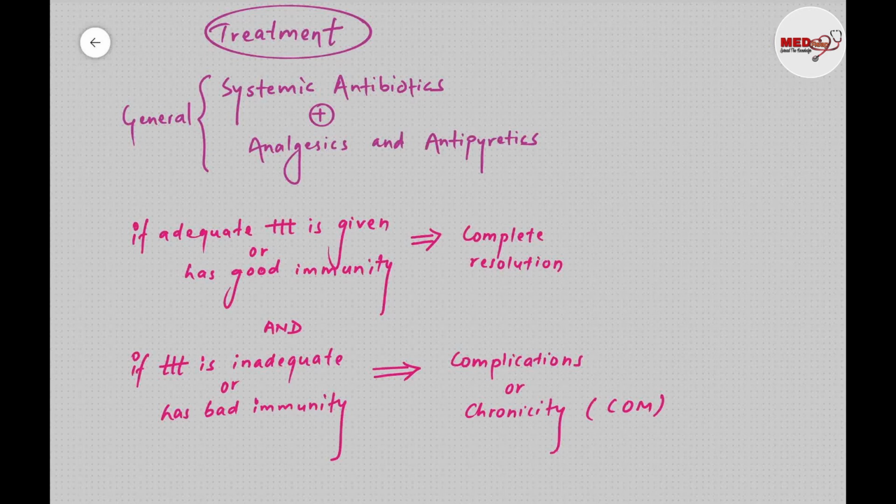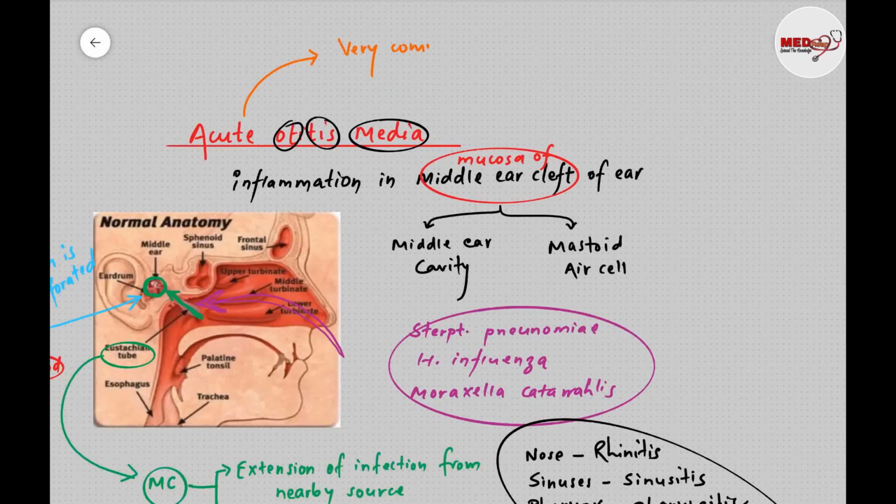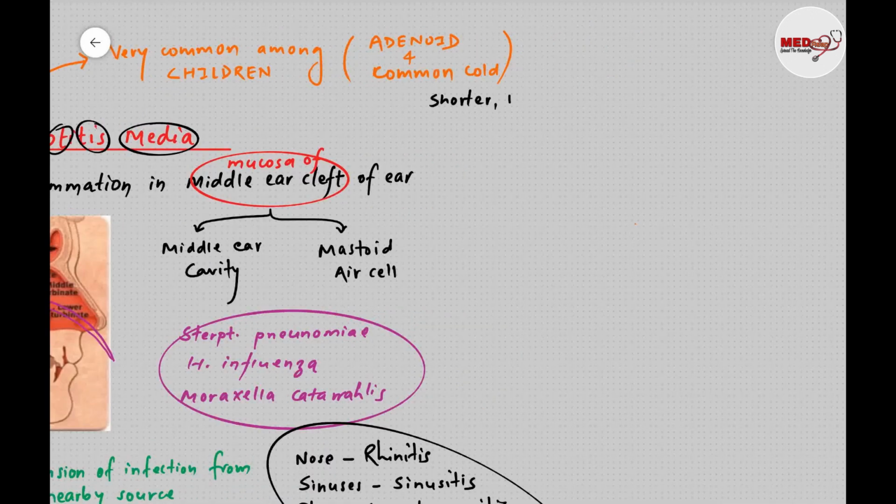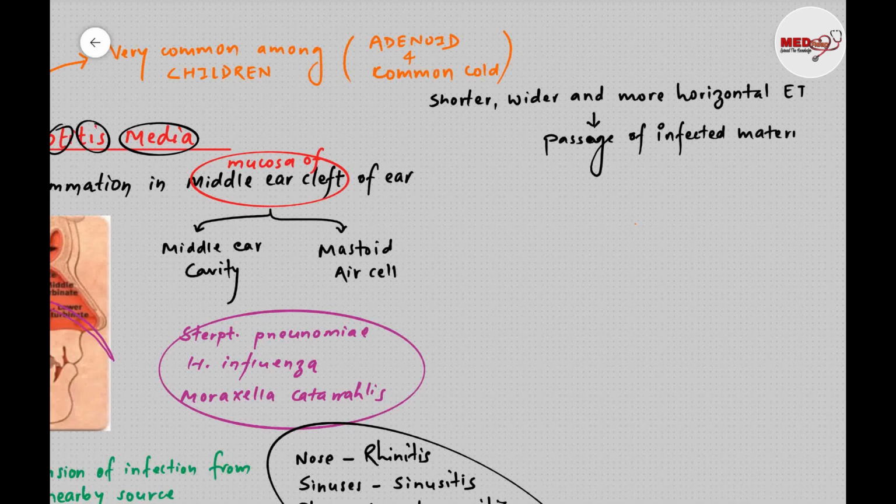Now before finishing the topic acute otitis media, I would like to cover one very important point: acute otitis media is very common among children, and the common source of bacteria for acute otitis media is the adenoid, followed by common cold or upper respiratory tract infections. The shorter, wider and more horizontal Eustachian tube is one of the predisposing factors in children for otitis media, because in such a Eustachian tube there is more probability for infected material to enter the middle ear mucosa through the Eustachian tube.